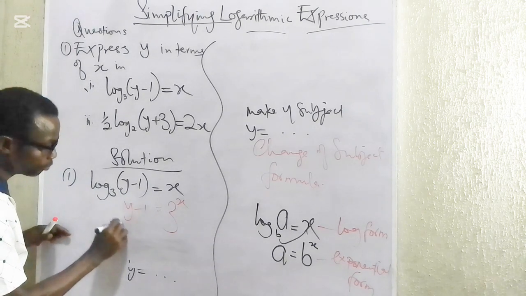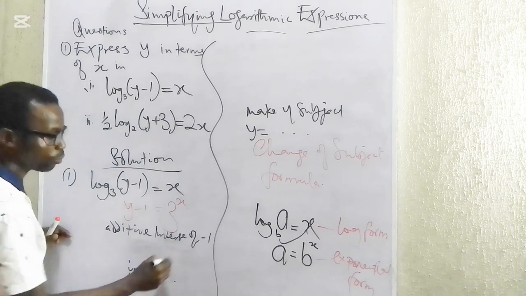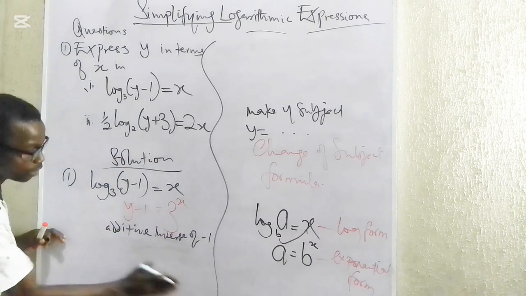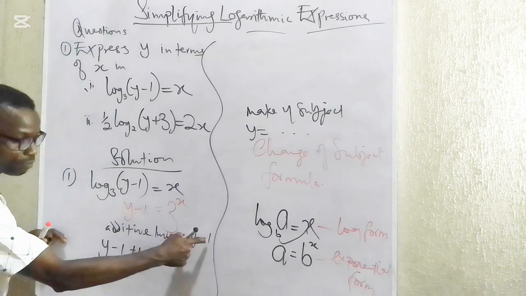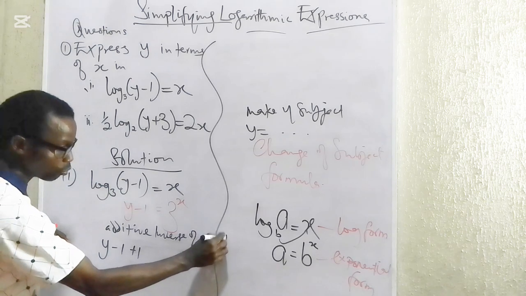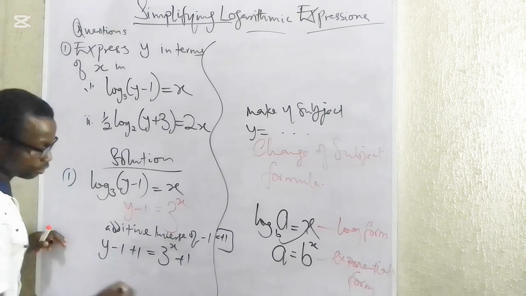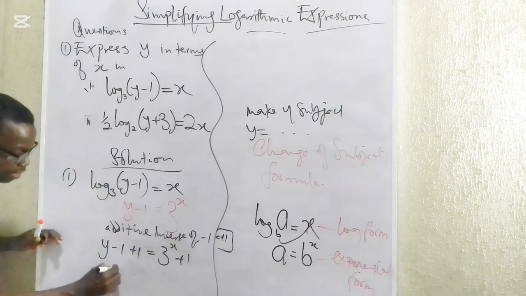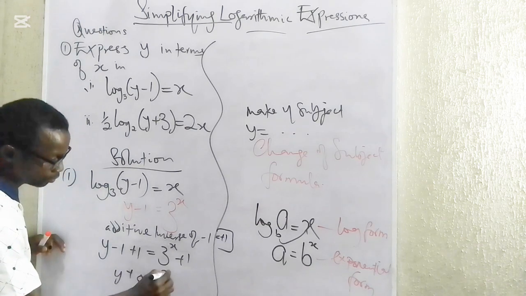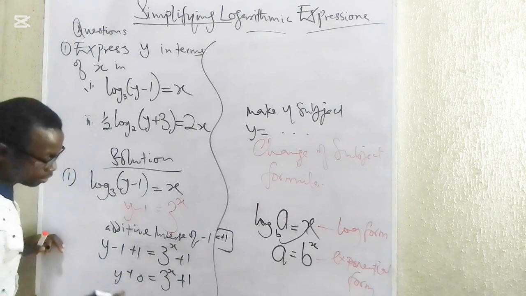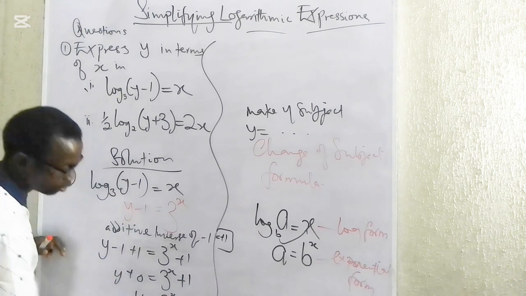The additive inverse of minus 1. What is the additive inverse of minus 1? It is plus 1. So you add it on both sides, it becomes y minus 1 plus 1 equals 3 to the power x plus 1. So minus 1 plus 1 is 0, so you have y plus 0, which is equal to 3 raised to the power of x plus 1. So y is equal to 3 to the power x plus 1.